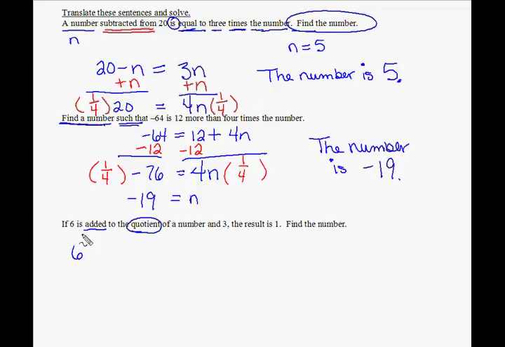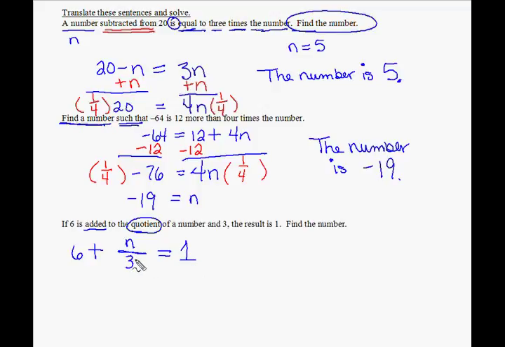So we'll start by writing 6 is added. This is not an equal sign because it's indicating the verb added. Is added, so we're going to do addition. The quotient is, as I said, division. N on top, that's our number, and 3 in the denominator. The result is, now that is our equal sign, 1.